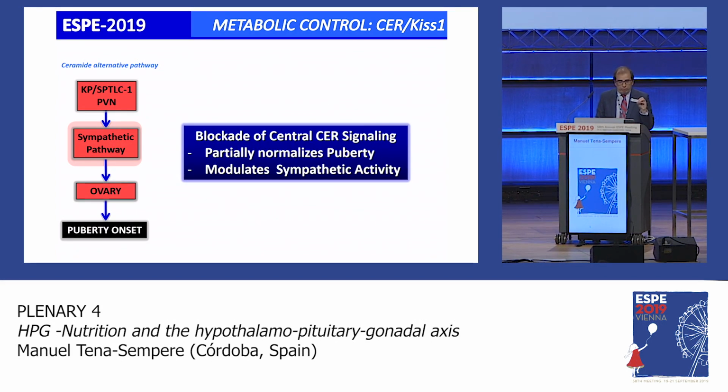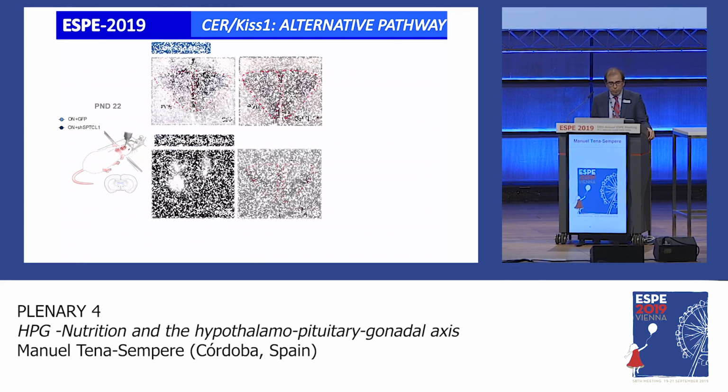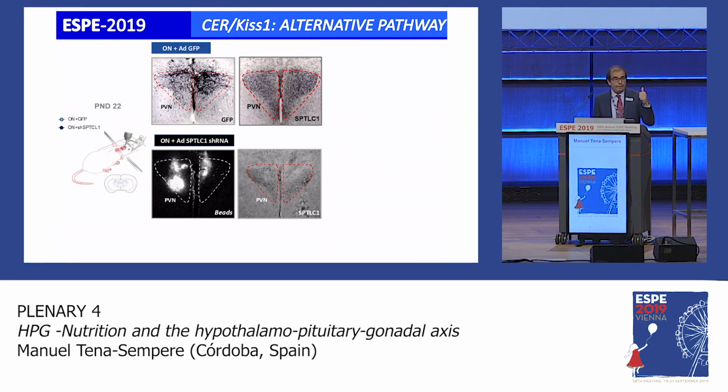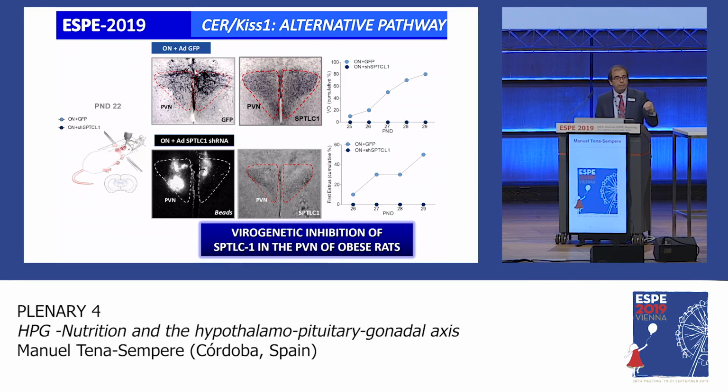And finally, just to provide direct evidence for the importance of this PVN originating system, we have gone to specific genetic experiments in which we have specifically knocked down the synthetic enzyme that I showed you before, serine palmitoyltransferase, specifically in the PVN in obese individuals. And what we have seen is that this early entry of puberty, defined by early vaginal opening, can be totally prevented if you block ceramide signaling in the brain, specifically in the PVN, and the same happens for the first ovulation. So we altogether believe that this ceramide signaling system originating from the PVN is affecting the sympathetic output to the ovary to cause early entry of puberty in this model of obesity.